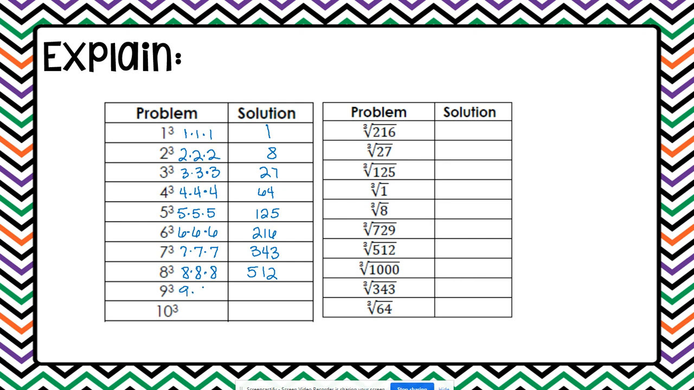9 cubed means 9 times 9 times 9, which gives us 729. Finally, we have 10 cubed, which is 10 times 10 times 10, which gives us a value of 1,000. Again, we can use this to find the cube root of numbers. Remember that unlike square roots, cube roots only have one solution. And that solution will either be positive if the number inside of the radical is positive, or negative if the number inside the radical is negative.